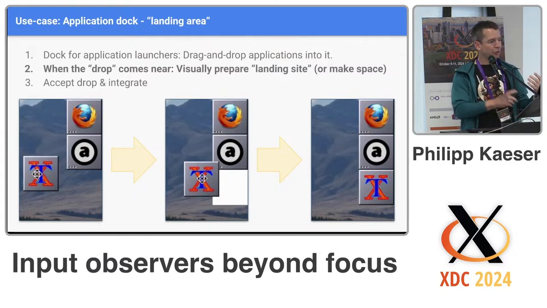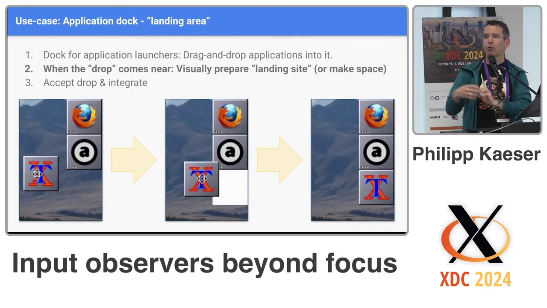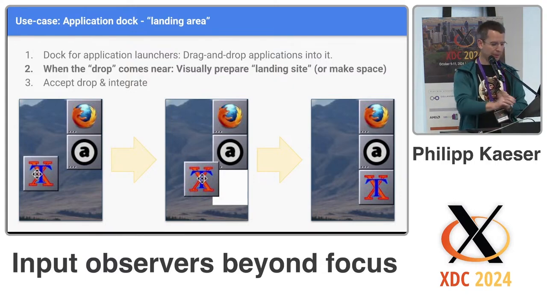Basically, I would like to have a dock for application launches where I can pull in an app and then drag it into the dock. And in the center picture, the dock basically will make space, offering a landing space for what I'm dragging into it. Now, that seems pretty sensible. For this work, however, I will need information about where the pointer is before it enters the dock area. And that is my challenge.